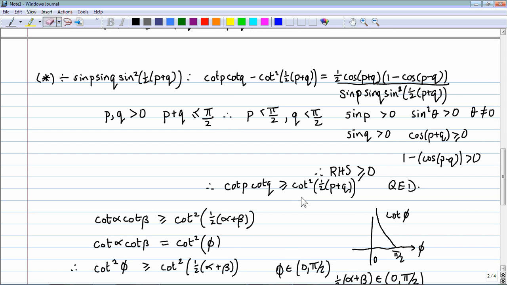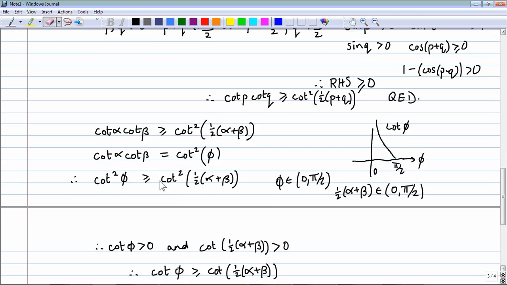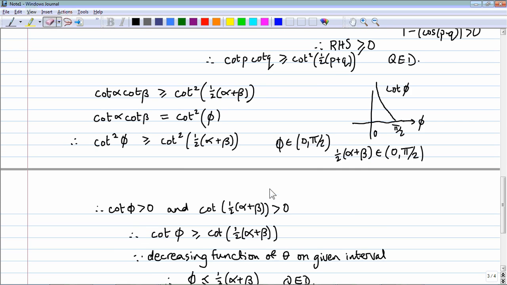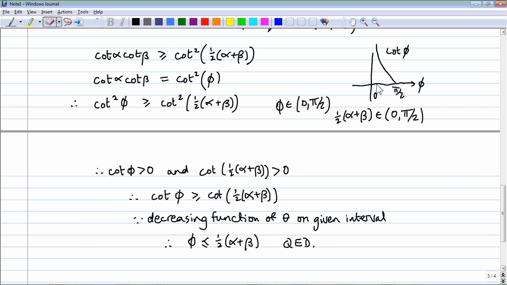really comes out immediately from the previous result. And then the observation about phi, alpha and beta is again very trivial. Just use the property of the cotangent function. It's decreasing and it's positive in the interval.